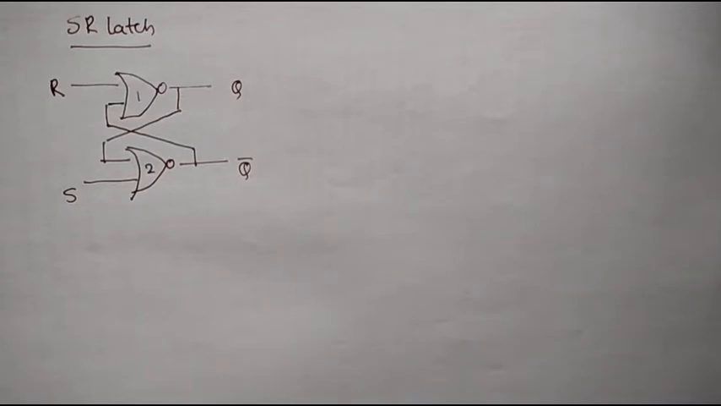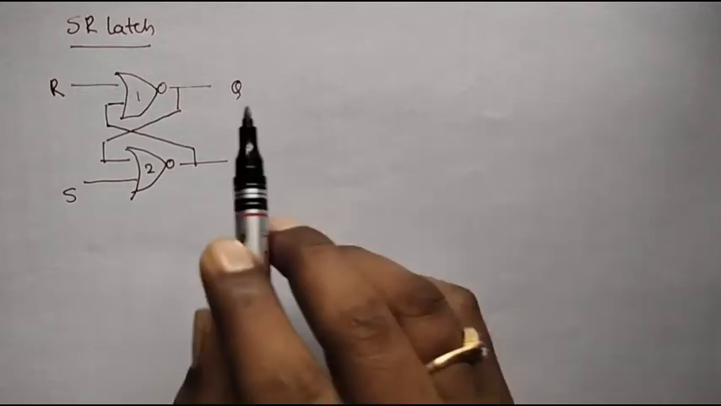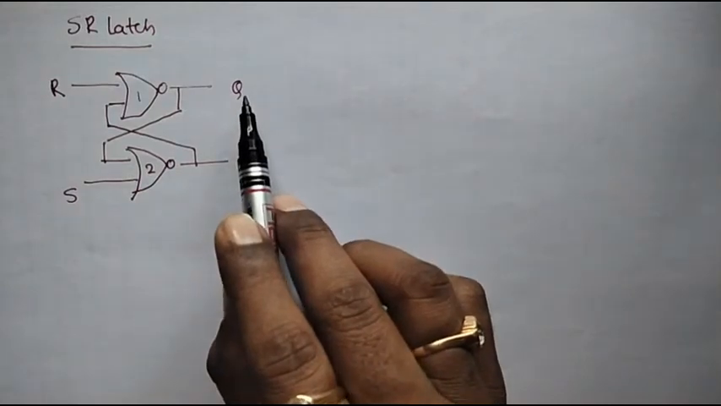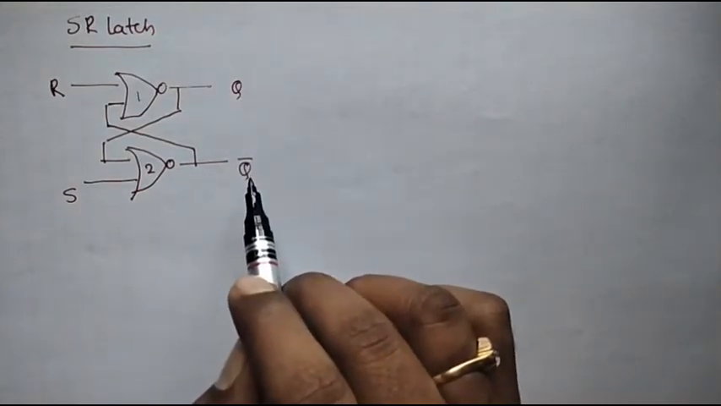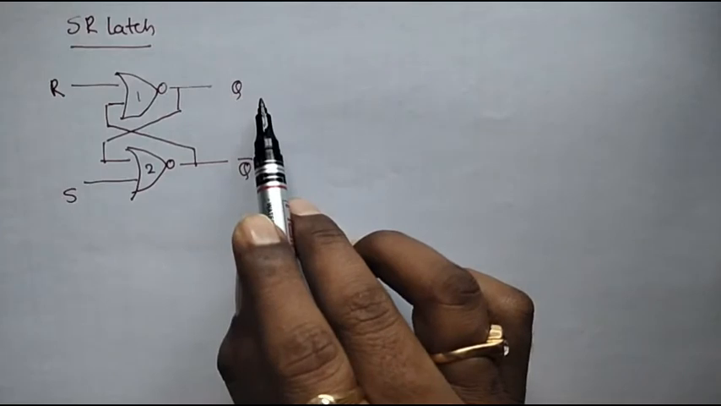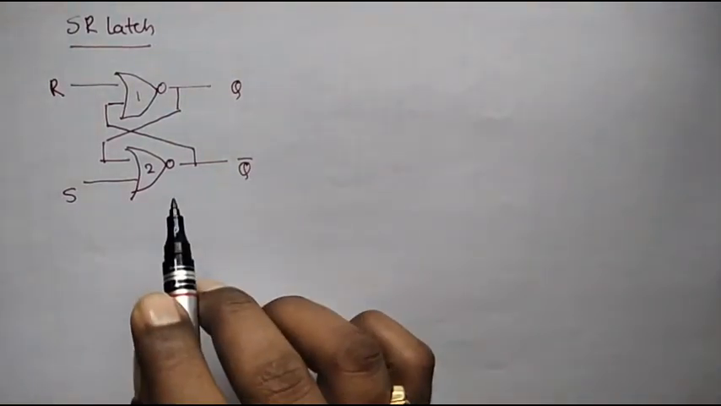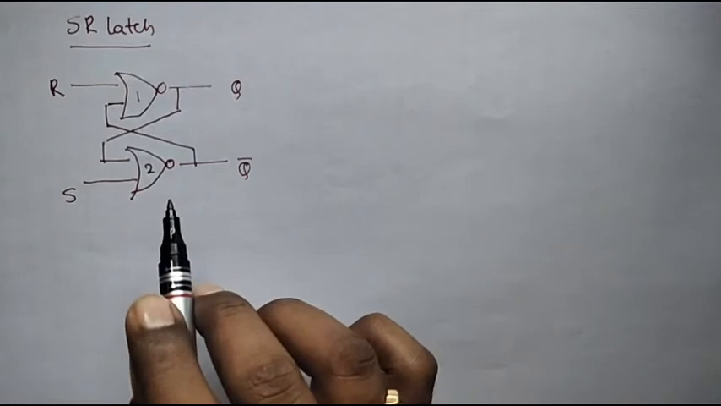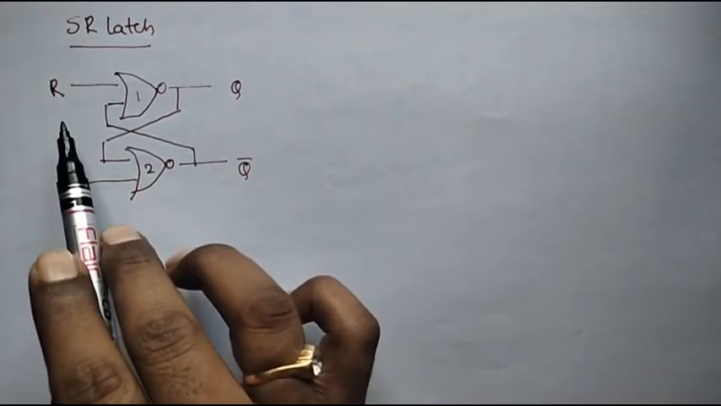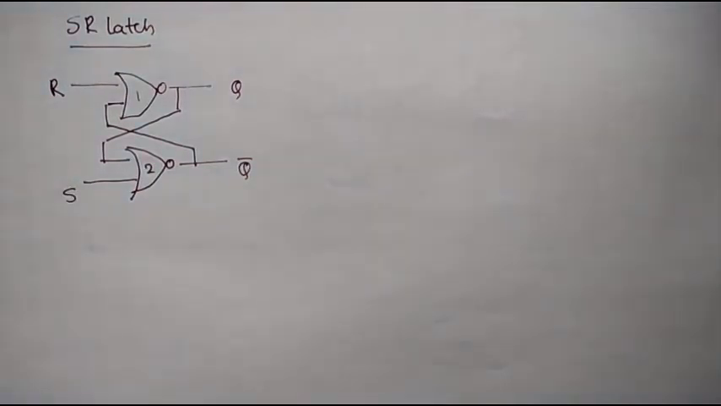Here in latch, at any time Q and Q bar will be either 0 or 1. As we know, Q and Q bar are complement to each other. If Q value is 0, then Q bar will be 1. Similarly, if Q is equal to 1, Q bar will be 0. Now let us analyze the SR latch by considering different possible inputs of S and R.